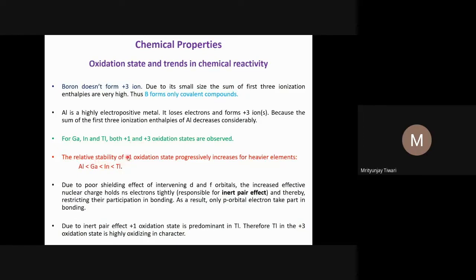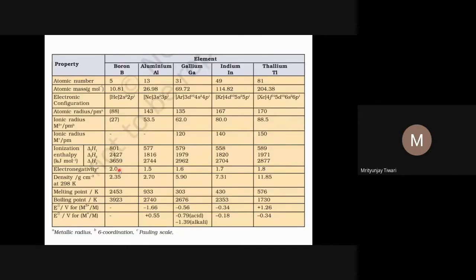However, the relative stability of the plus 1 oxidation state progressively increases for heavier elements. So the plus 1 oxidation state progressively increases, meaning the thallium plus 1 oxidation state is more stable than indium plus 1, and indium in the plus 1 oxidation state will be more stable than gallium in plus 1. This is relative terminology. However, if you look at the overall stability of plus 1 oxidation, you will see only thallium is stable in the plus 1 oxidation state. No other element is stable in plus 1 oxidation.